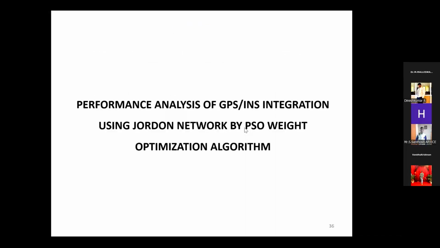Here, the GPS INS integration for navigation can be done on the same Jordan type network by the PSO weight optimization algorithm. The only difference is that earlier we optimized the integration of GPS INS with the help of GA on the Jordan RNN, whereas with the same concept, I'm now going to optimize with the PSO algorithm. That is the difference here.